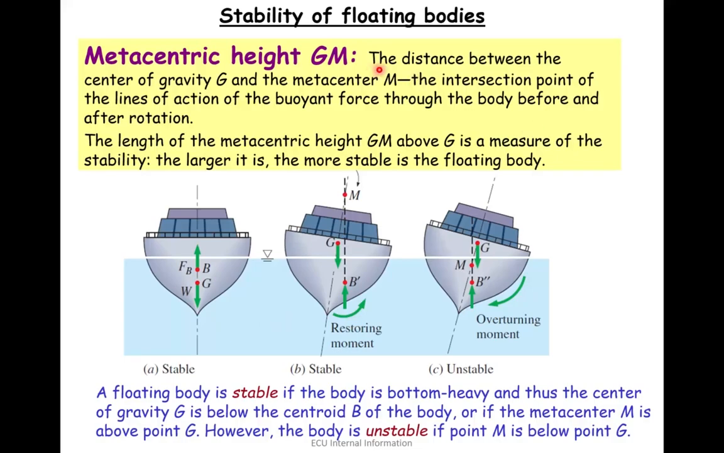It is the distance between the center of gravity and the metacenter, the intersection point of the line of action of the buoyant force through the body before and after rotation. This is what the metacenter is. I tried to explain it in a simpler way, and I hope that this would be more understandable to you in terms of how the metacentric height is interpreted.